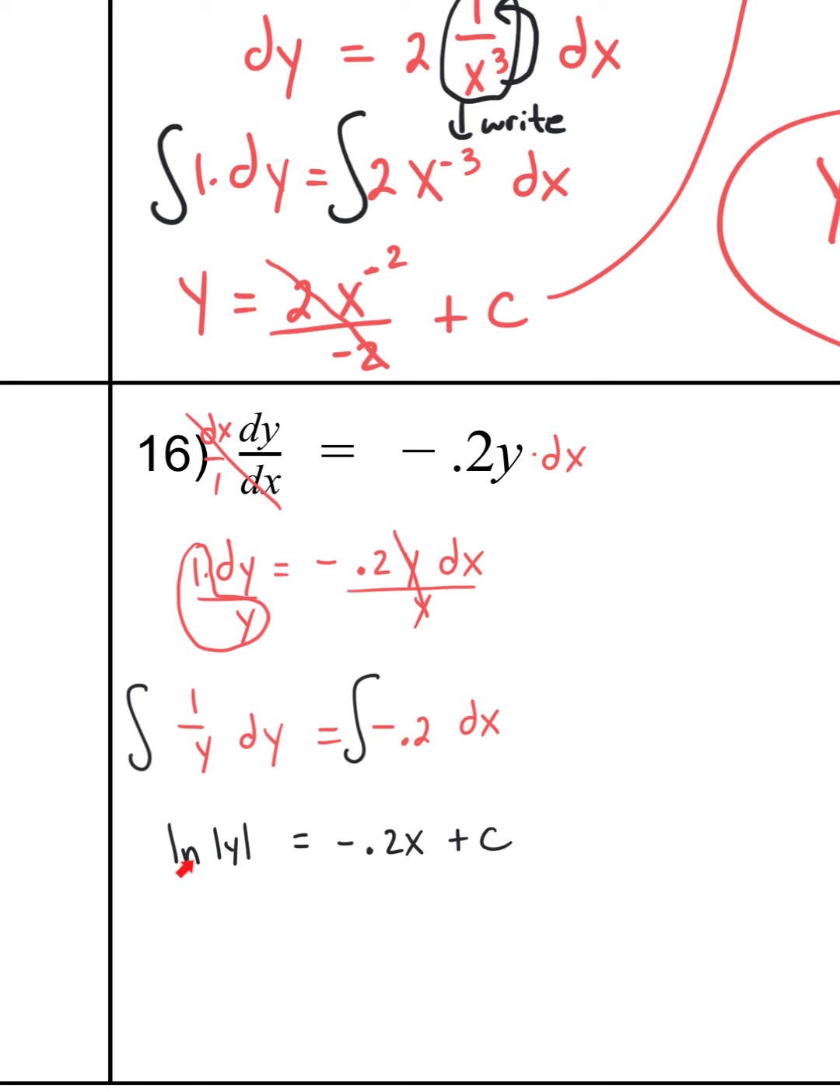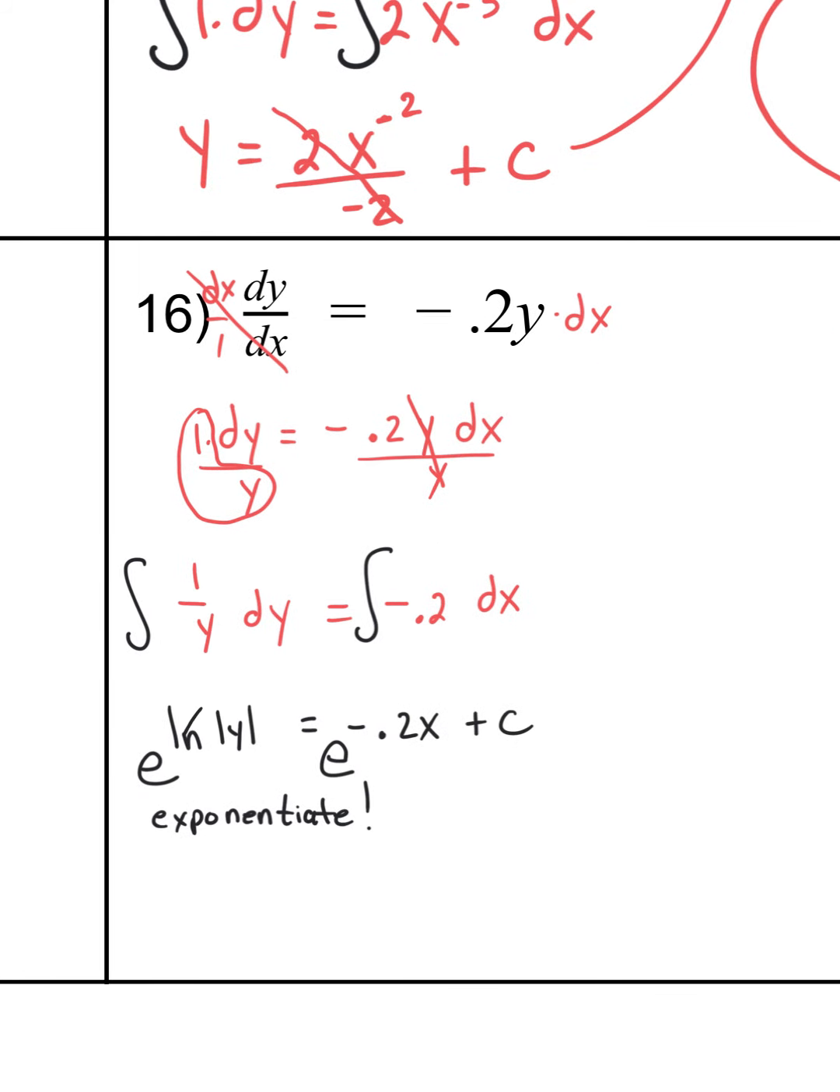Okay, to get rid of the ln, remember we exponentiate. We make e the base. Put a big fat e there. Exponentiate. It's kind of a fun word. Okay, this cancels here. Absolute value of y is left on the left. On the right, remember we have to rewrite this to get c out of the exponent. So it looks like this: e to the negative 0.2x times e to the c. This is our c right here.